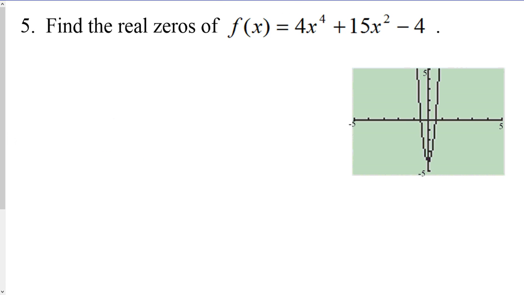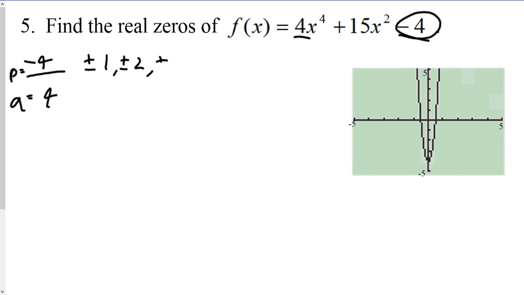Last example. Find the real zeros of f of x equals 4x to the fourth plus 15x squared minus 4. So my p is -4, and my q is equal to 4. So then I list out my possible factors of -4. So that's plus or minus 1, plus or minus 2, plus or minus 4.